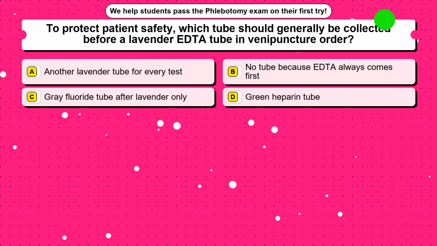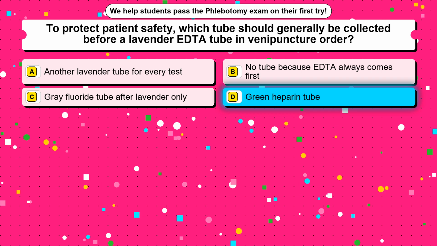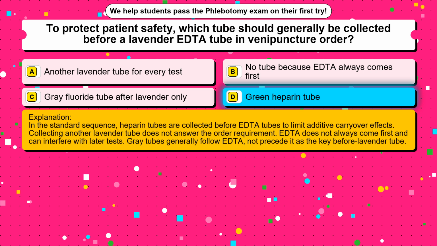Question 96. To protect patient safety, which tube should generally be collected before a lavender EDTA tube in venipuncture order? Option A. Another lavender tube for every test. Option B. No tube because EDTA always comes first. Option C. Gray fluoride tube after lavender only. Option D. Green heparin tube. The correct answer is option D. Green heparin tube. In the standard sequence, heparin tubes are collected before EDTA tubes to limit additive carryover effects.